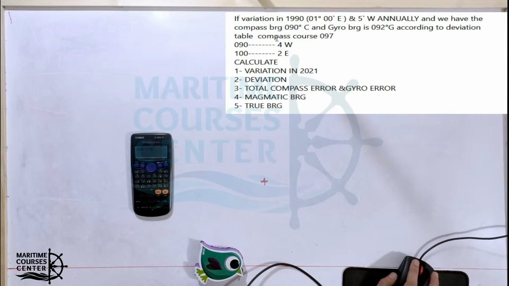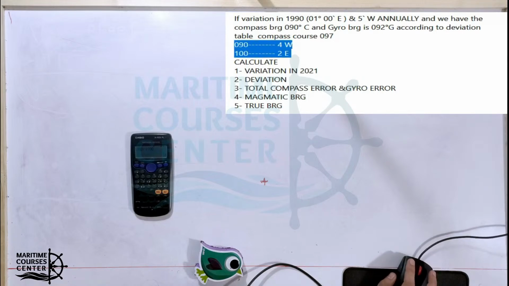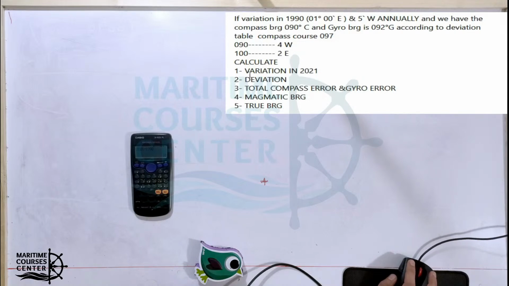According to the deviation table, compass course is 097. So we have right now here the deviation. We have 090 for compass course is equal 4 degree west, and for 100 is equal 2 degree east. So first calculate the variation in 2021.